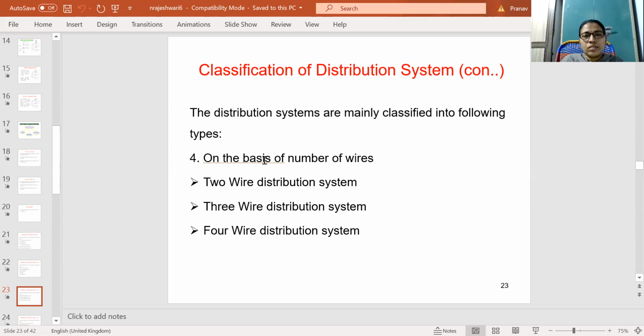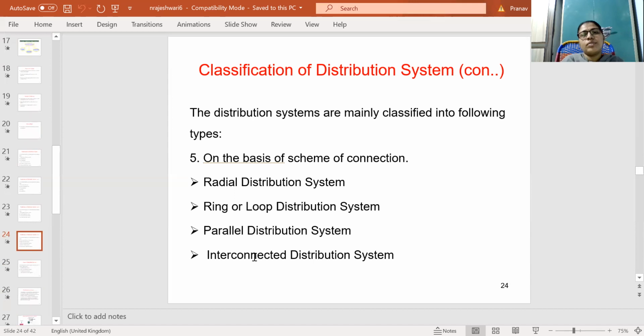On the basis of the number of wires, there are 2-wire, 3-wire and 4-wire distribution systems. Here the three-phase three-wire system is present, and the three-phase four-wire system is also present. For primary distribution, three-phase three-wire distribution systems are used. For distribution of power to the consumers, that is secondary distribution, three-phase four-wire distribution systems are used.